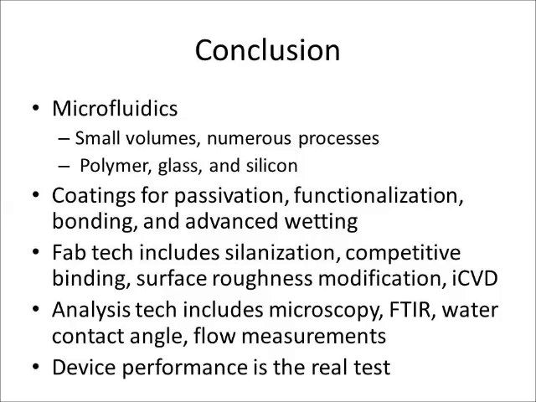In conclusion, microfluidics deals with small volumes and has been applied to numerous processes. Devices are fabricated on polymer, glass, and silicon substrates. Nanoscale coatings are used for passivation, functionalization, bonding, and advanced wetting. Fabrication techniques include silanization, competitive binding, surface roughness modification, and initiated chemical vapor deposition. Analysis techniques include various forms of microscopy, Fourier transform infrared spectroscopy, water contact angle, and flow measurements. Device performance is the real test to determine the success of a nanoscale coating in microfluidics.